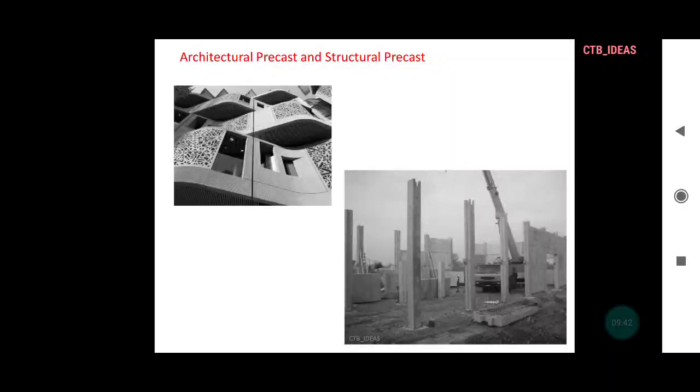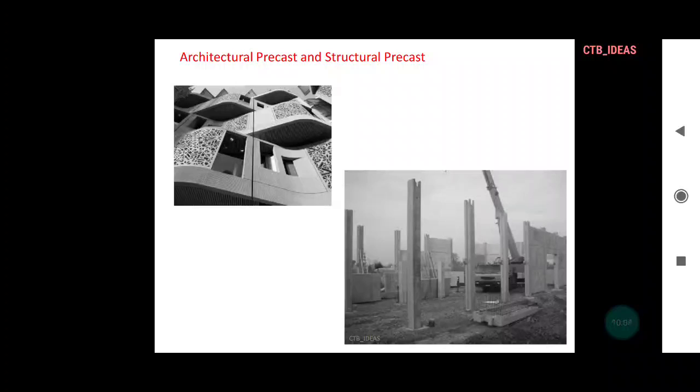Precast concrete members are classified as architectural precast concrete and structural precast concrete. So architectural precast refers to concrete elements that are used as non-structural cladding elements. So the left side image suggests that, and the most common use is in precast concrete curtain walls.